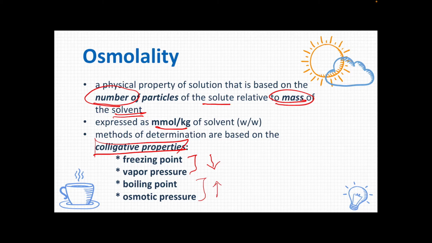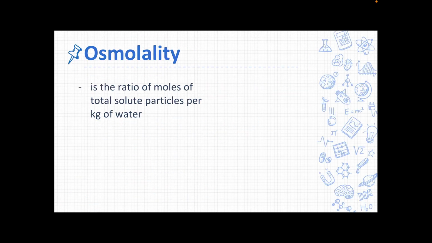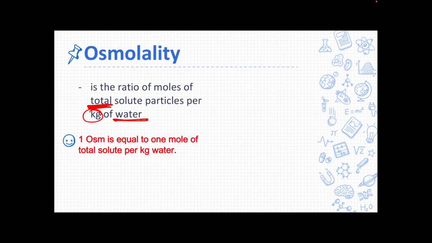And in the clinical setting, in our work, for example, as medical technologists, the freezing point and vapor pressure are usually measured as a function of osmolality. Now, how do we compute for osmolality? Again, osmolality is the ratio of moles of total solute particles per kilogram of water. So in this case, water is the solvent. And take note that 1 osmol is equal to 1 mole of total solute per kilogram of water.